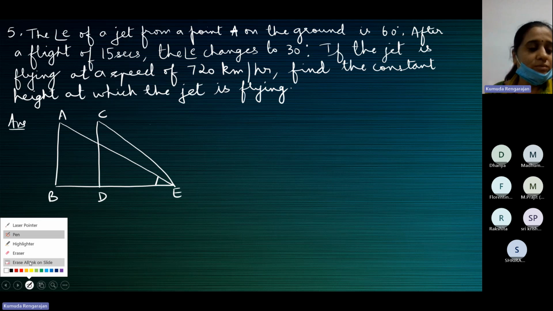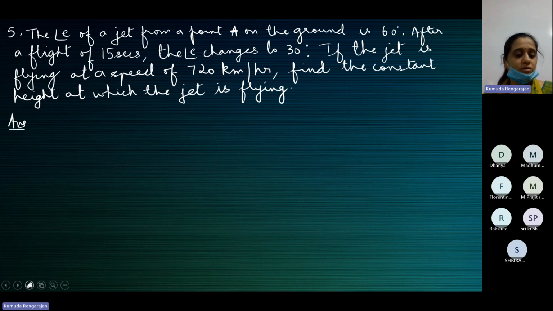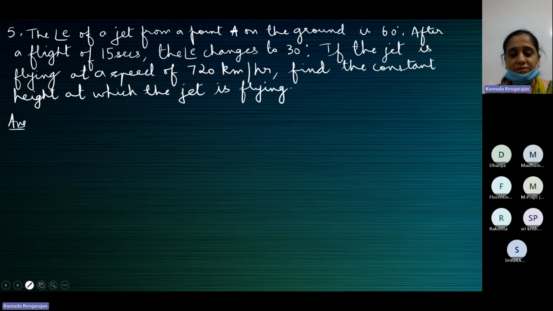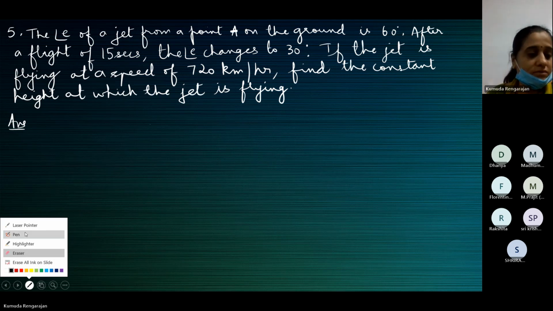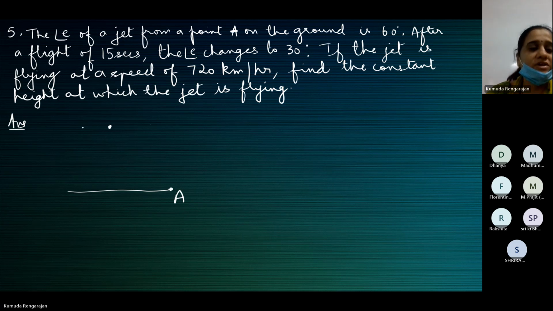If I just assume some of us need the explanation again, so those of you who want the explanation again, please listen to me. I'm repeating. Ground level, observer who's at point A, jet in the air. First position, second position.